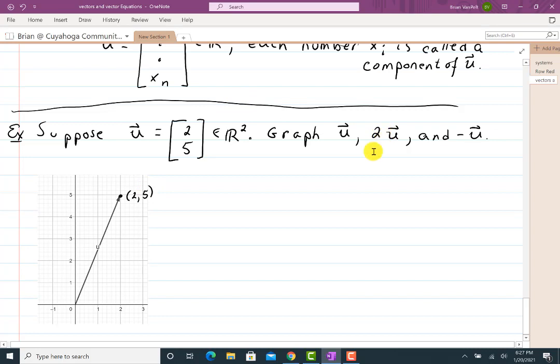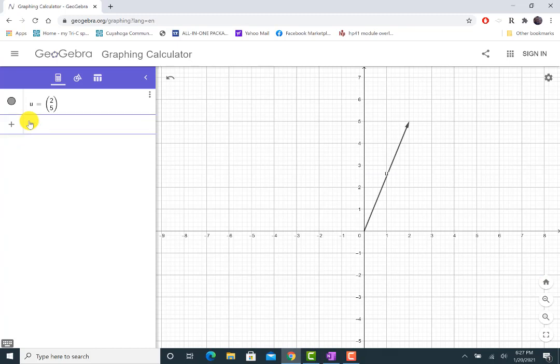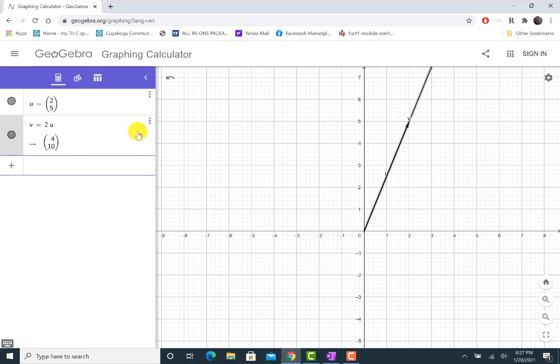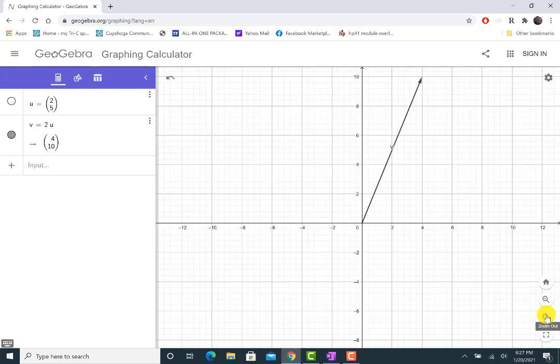Now 2u is going to give me a vector that's twice as long. When I multiply by 2, I will end at the point 4, 10. So let's go ahead and graph 2u. What you can do in GeoGebra is the following. If I do 2 times u, it does it for me, and it gives it its own name. If I click here, it won't graph the original one, and it will graph this one. I think I'm going to have to make it smaller to make it viewable. There it is, right there.